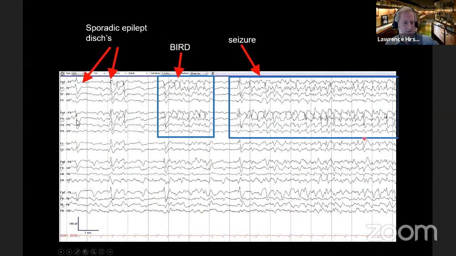And here's another nice example that shows sporadic discharges. And then you see a few of those, and then a bird, and then a seizure. It looks identical. You have to take my word for it that it goes on for more than 10 seconds.